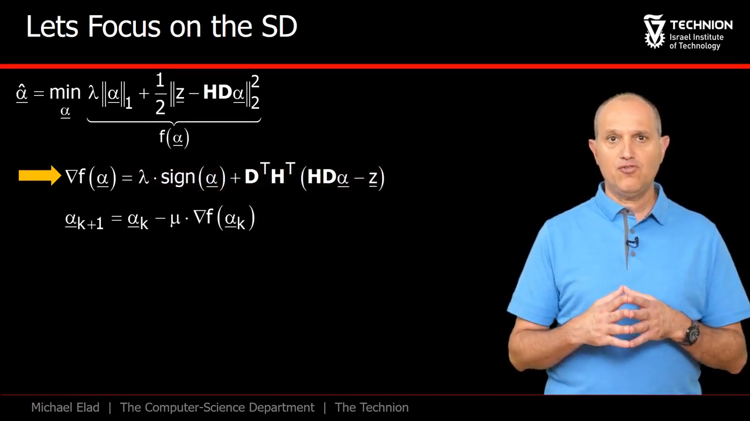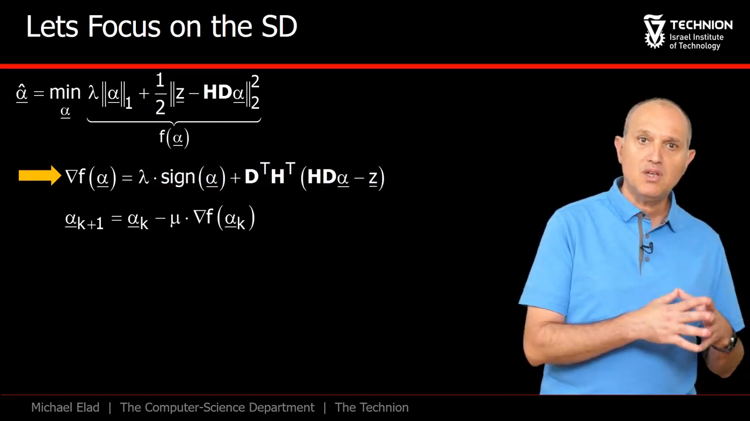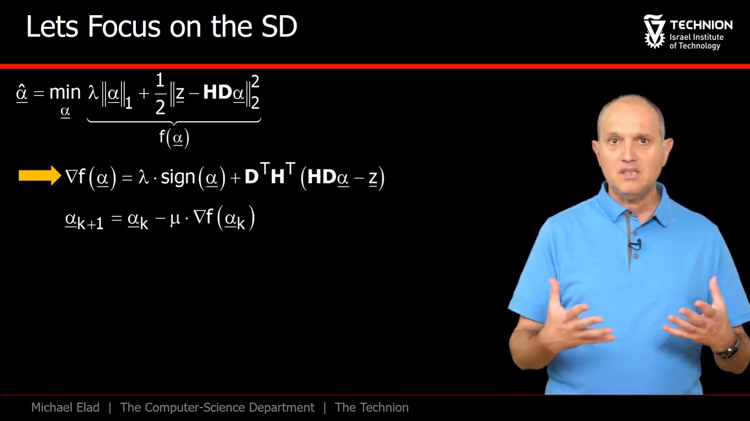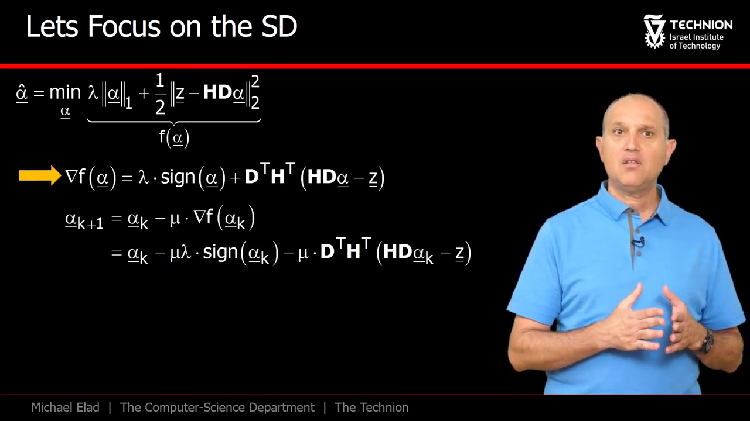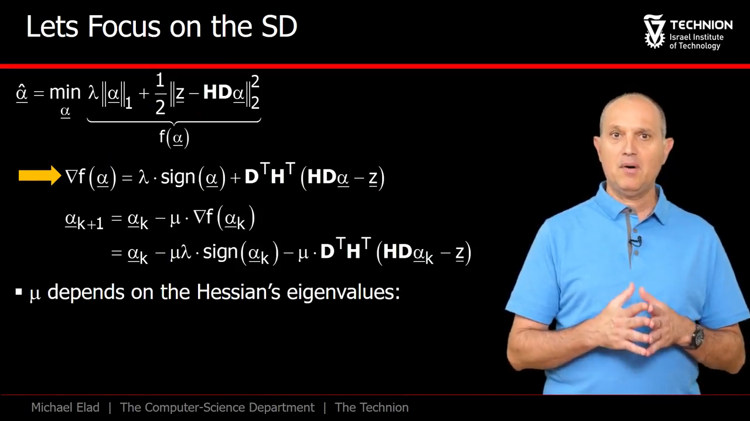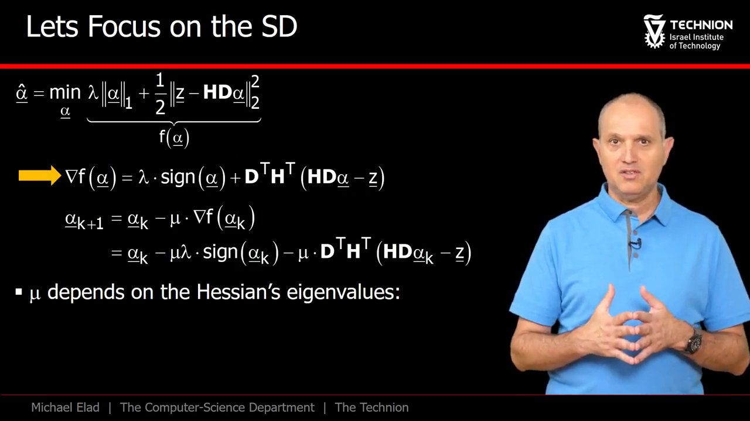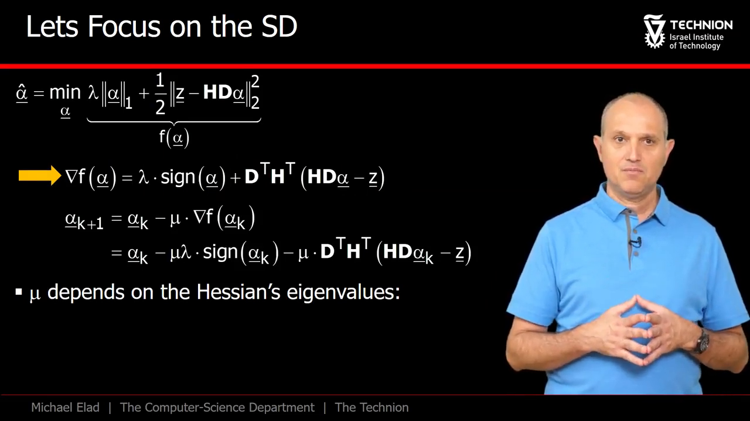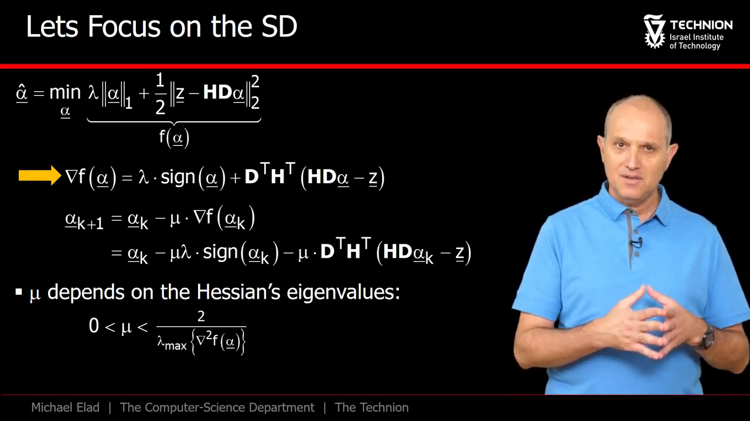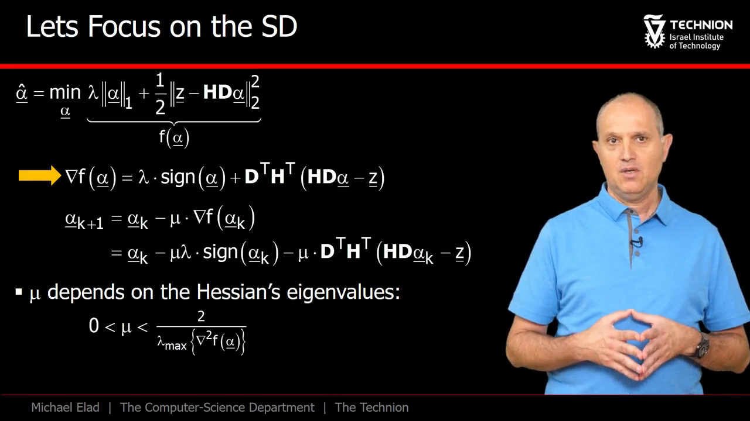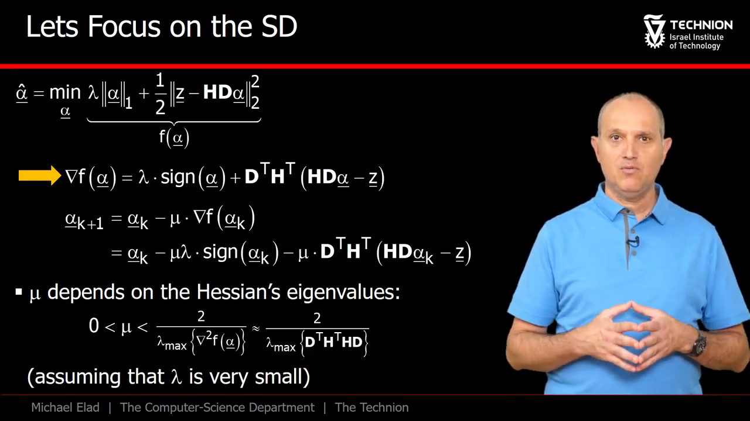Here is the iteration formula for the SD. In each iteration, we simply walk in a direction opposing the gradient, so as to get the maximal descent. Plugging in the gradient formula, we get this iterative equation. The parameter mu is the step size to take, and a careless choice of it may lead to divergence. A good value to use depends on the maximal eigenvalue of the Hessian, the second derivative of f of alpha. We shall use this approximation later on to find a proper value for mu.